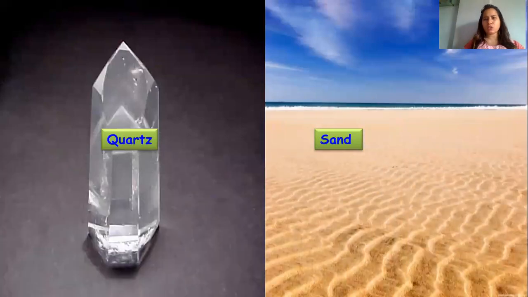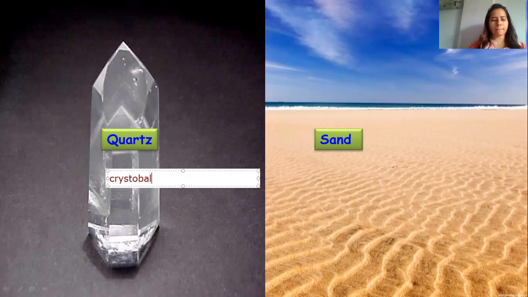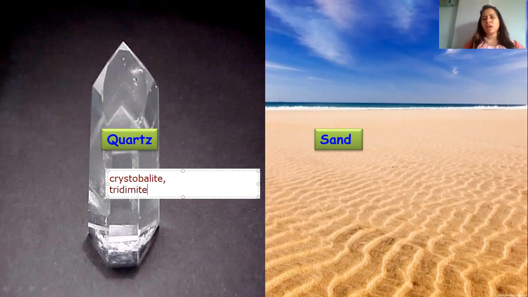So other than quartz, we have some more allotropes of silica which can be crystalline, like cristobalite. You can write down cristobalite. Even that is a crystalline allotrope of silica. Then we have one more, that is tridymite. These two are also allotropes of silica in crystalline form. So you can write quartz, cristobalite, tridymite. And the amorphous form is sand, which is used for making glass.